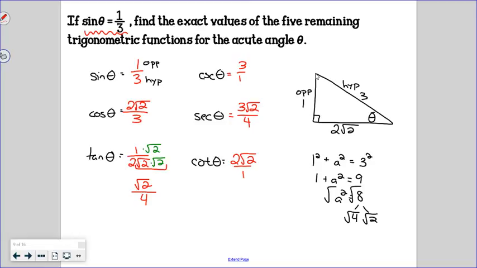Okay. My next thing is this. Any questions on these answers? Okay, can we talk about the cosecant and the cotangent? Do you guys see how they have a denominator of 1?